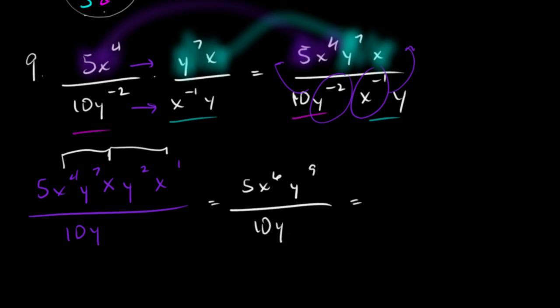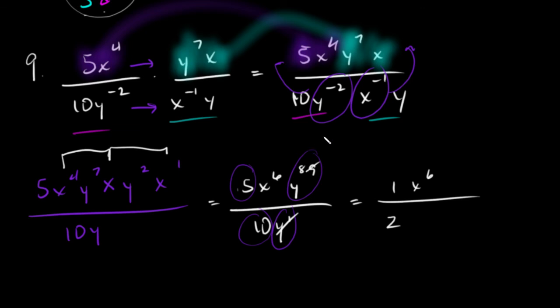And then imagine expanding and canceling your y's, and then reducing your 5 over 10. Your 5 over 10 reduces to 1 over 2. Your x to the 6th will stay x to the 6th, and then one of the y's here, all of these y's will go away, and it'll reduce this by 1, leaving you with y to the 8th on the top. So your answer is really x to the 6th, y to the 8th over 2.